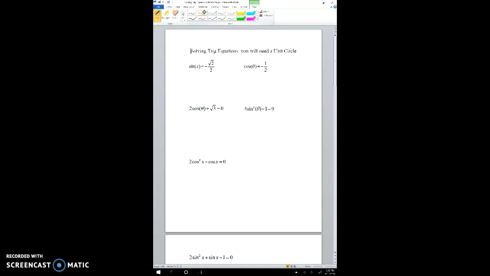Sine is the y coordinate around the unit circle, so you go around the unit circle, you look for places where the y coordinate is negative root 2 over 2. That is going to happen at 5 pi over 4 and 7 pi over 4. All done. Cosine negative, so this symbol is the Greek letter theta.